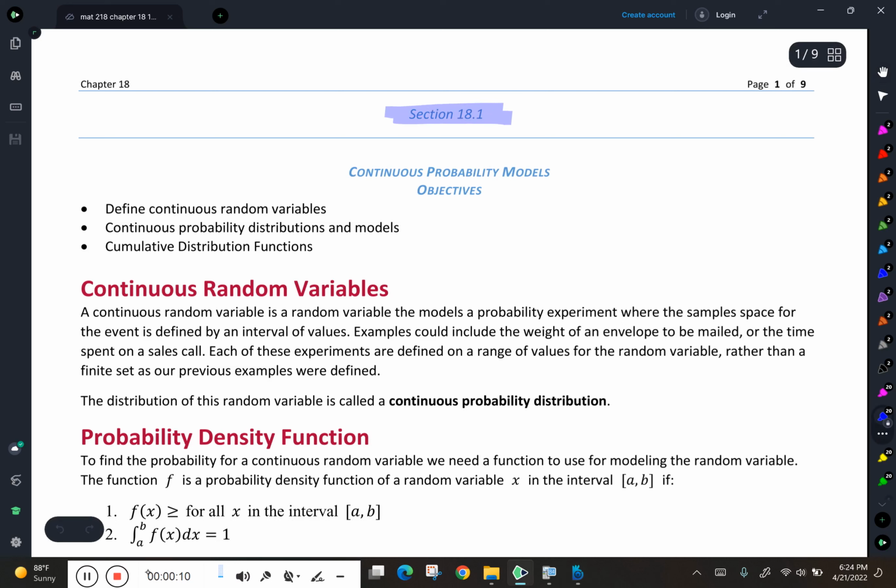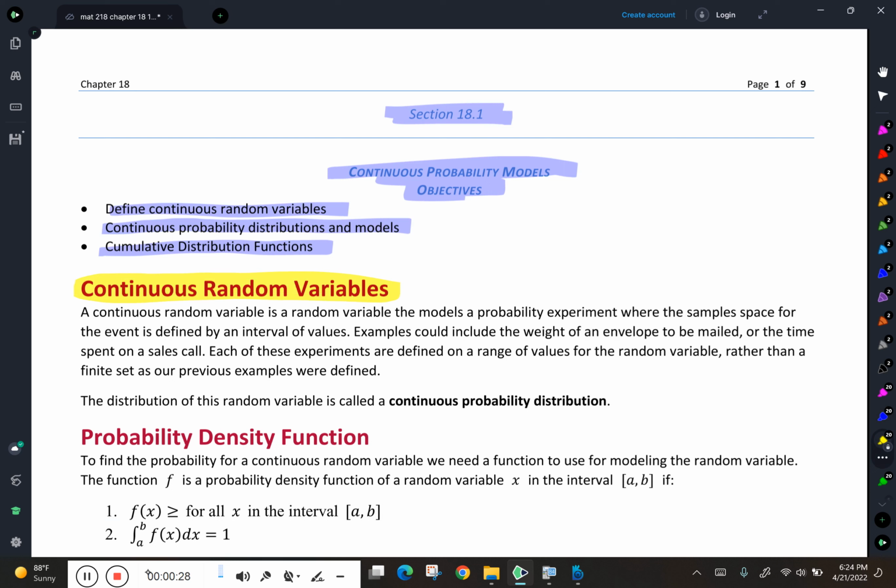Section 18.1, continuous probability models. Here we're going to take a look at continuous random variables, continuous probability distributions, and cumulative distribution functions. This idea of the continuous random variable, we're going to continue. Get that pun? Continuous random variables. We're going to continue what we looked at in chapter 9 with those normal distributions, and we're going to take a look at more models like that.